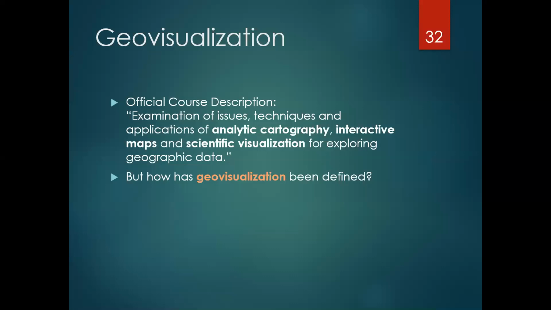Okay, in previous videos, we have discussed three very important concepts related to geovisualization because together they define geovisualization. These concepts are analytic cartography, interactive maps, or interactive visualization, right? Interactive maps are part of interactive visualization. And lastly, scientific visualization. So now the question is, how has geovisualization been defined by officials?